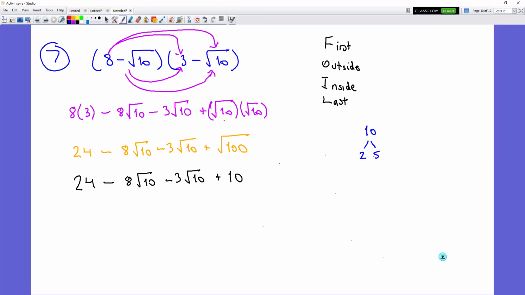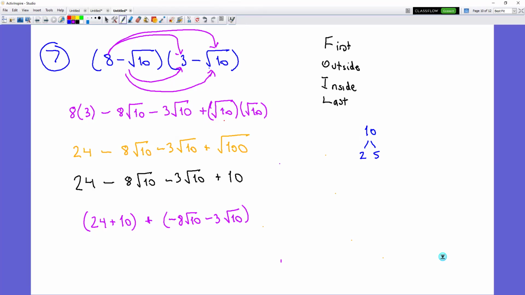So what we're going to basically do here, as I look at my notes, is take the 24 and the 10. So we're going to take 24 plus 10, okay? We're going to put those together, and we're going to put the radicals together, which are negative 8 square root of 10 and negative 3 square root of 10. Okay, so we're just going to add those together.